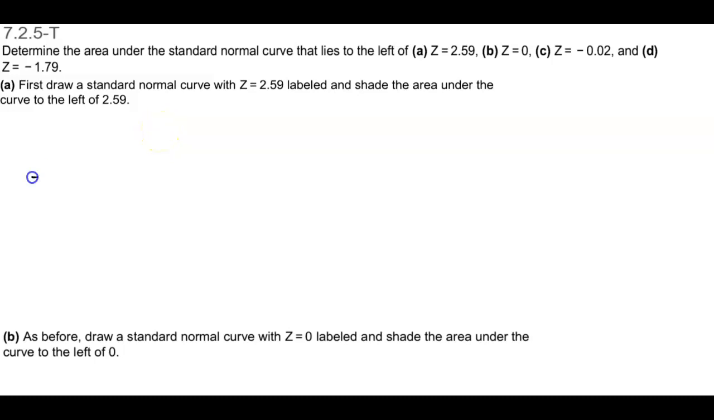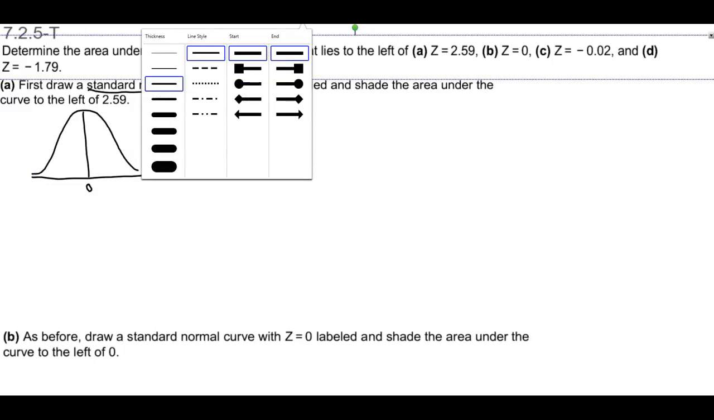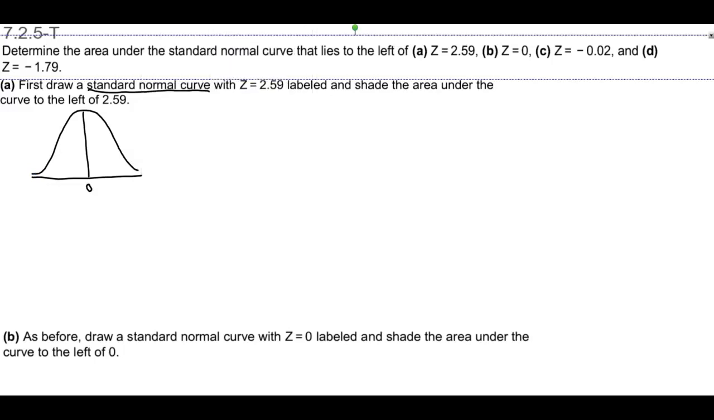So the first thing we're going to do is draw our picture. Since this is the standard normal curve, we know that the mean is going to be 0. And what we have is we want to have the z-score of 2.59. And so we want to find the area to the left of that score.